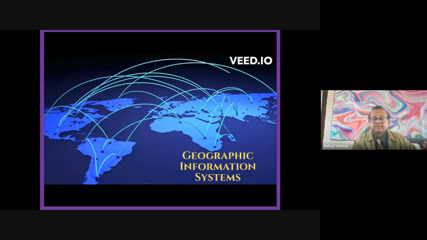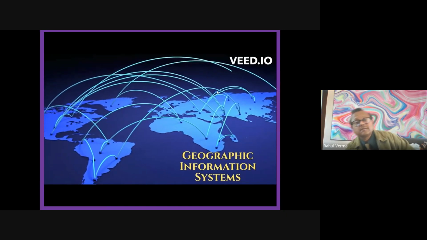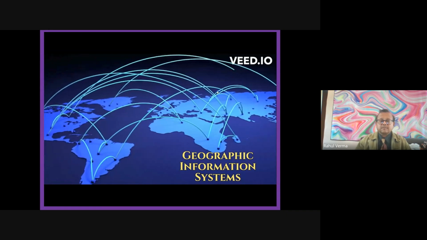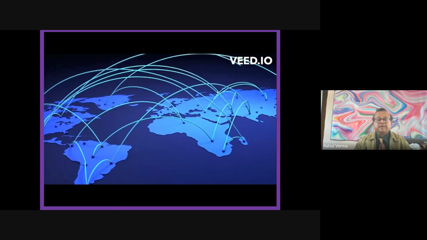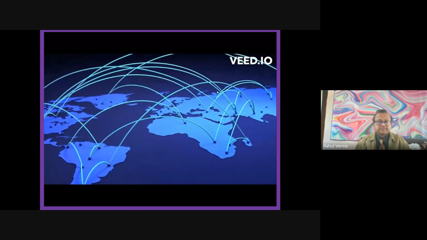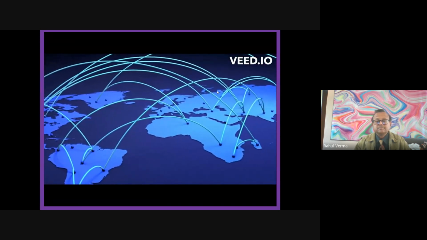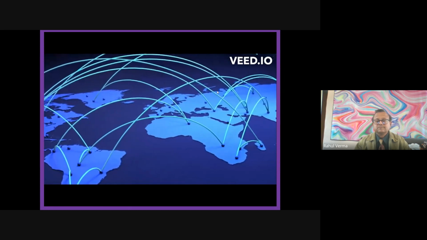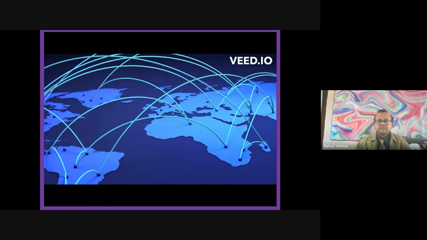Hello and welcome to today's video where we will be discussing Geographic Information Systems, or GIS for short. GIS is a powerful tool used in a variety of fields to collect, store, analyze, and visualize geospatial data. In this video, we'll provide an overview of what GIS is, how it works, and its applications in various fields. Without further ado, let's get started.